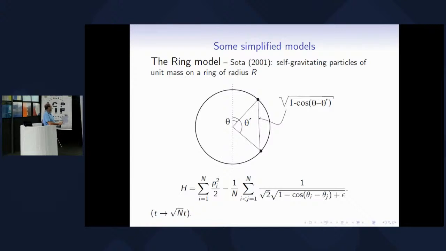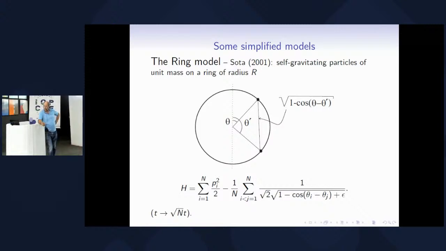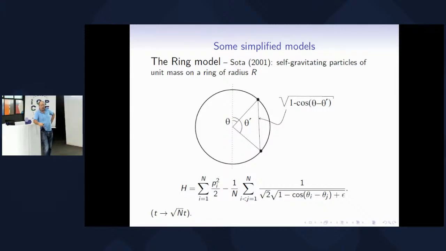Well, the ring model is very simple. You take a circle with a given radius, and you put particles in the circle that are constrained to stay in the circle, and the interaction is a gravitational interaction. Attractive, you can put it repulsive if you want to. Then the potential is proportional to 1 over the distance. As a gravitational potential, it is just a matter of geometry.